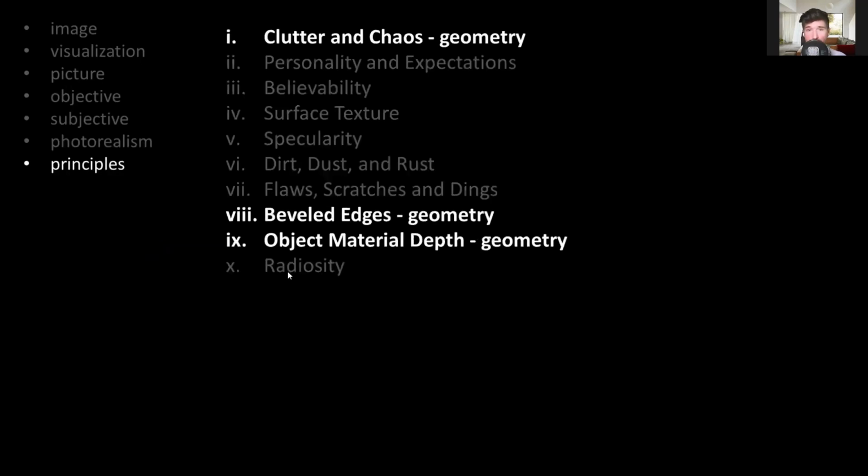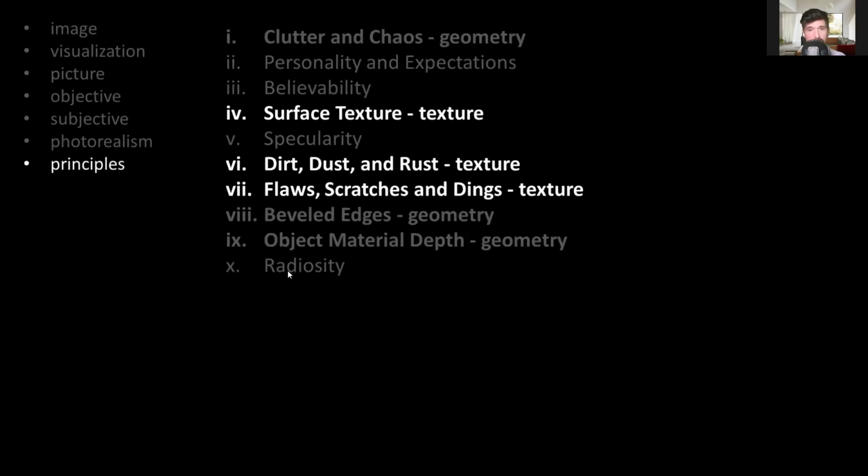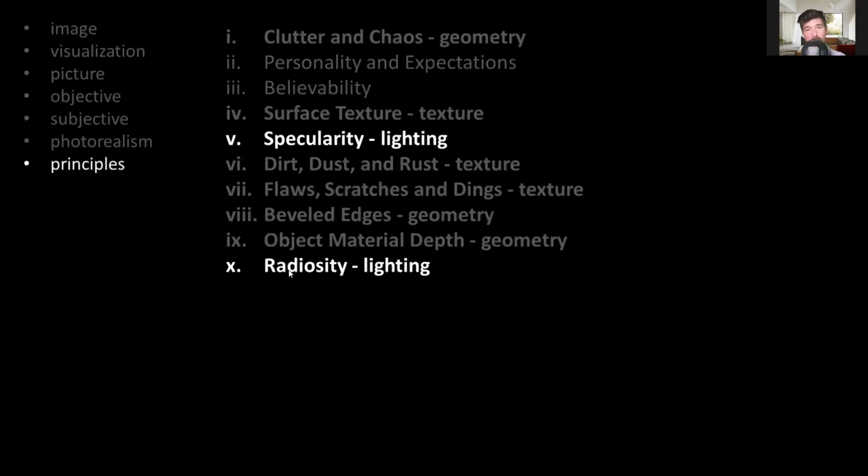In this case, I chose clutter and chaos, beveled edges, and object material depth. Again, these parts are not described objectively. They have some portion of a subjective feel to them, which is why the answers you might have will not coincide with what I have shown here. When taking a look at the textures, you can also write your prognosis as to what it might be, but in this case, it was chosen to be surface texture, dirt, dust, and rust, and flaws, scratches, and dings. And lastly, we have the parts that are in reference to lighting, which are specularity and radiosity in this case.